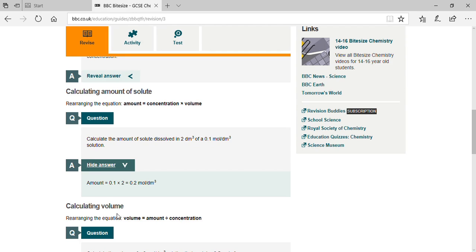Next is calculating volume. Suppose concentration is given and the amount of solute is given, and you have to find the volume. Again, you make volume the subject of the fundamental formula. So volume equals amount of solute divided by concentration. Simple. Again, if concentration and amount of solute are given and they ask you to find the volume of solution, the formula is volume of solution equals moles of solute divided by concentration.